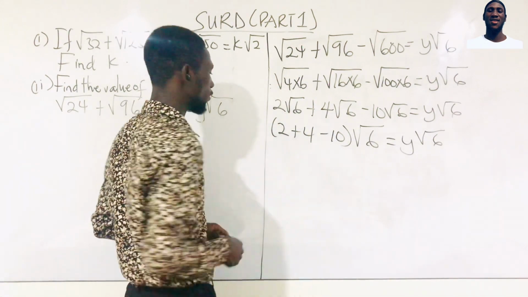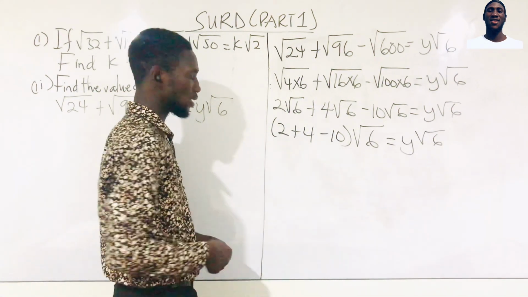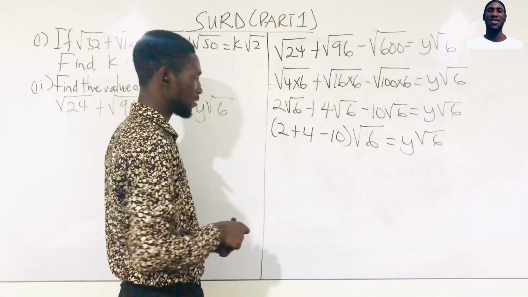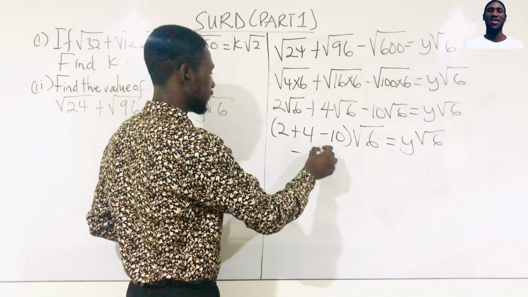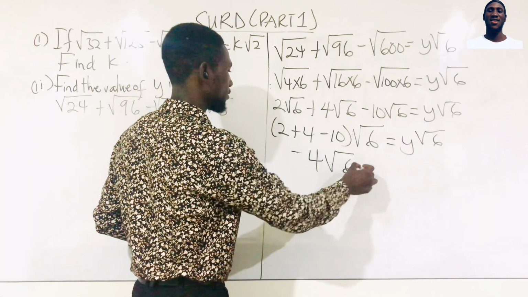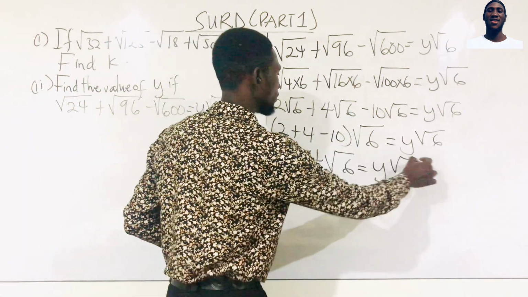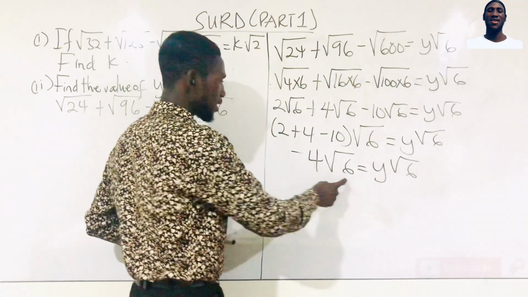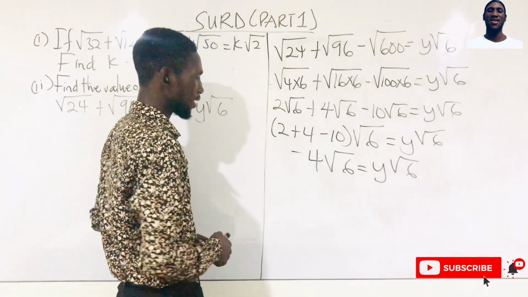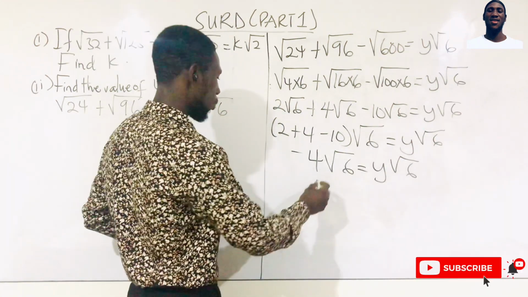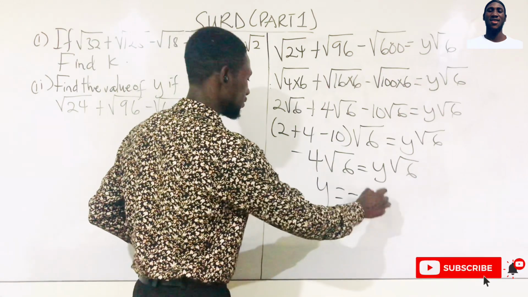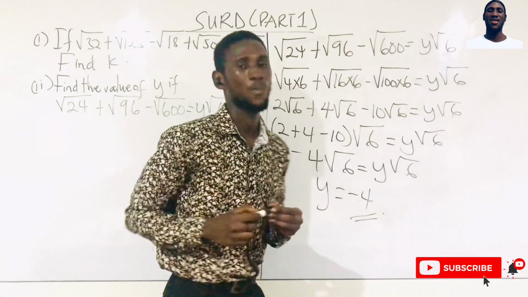So 2 plus 4 gives us 6. So 6 minus 10 is negative 4 root 6 equal to y root 6. So root 6, root 6, all we are just left with is y. So our y is equal to negative 4.